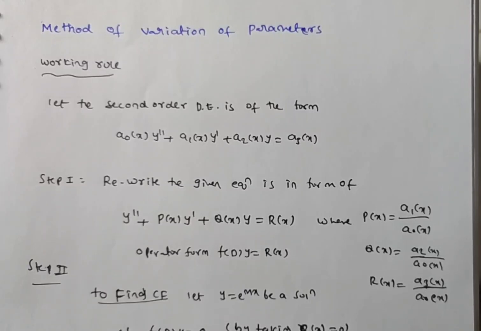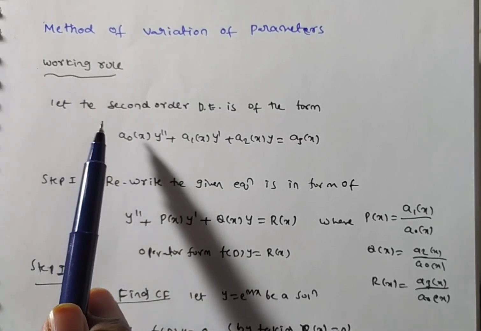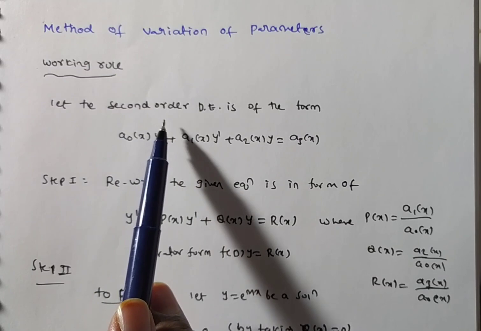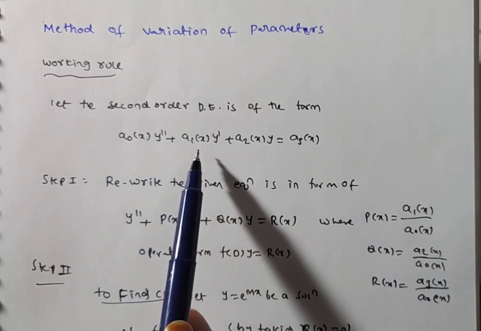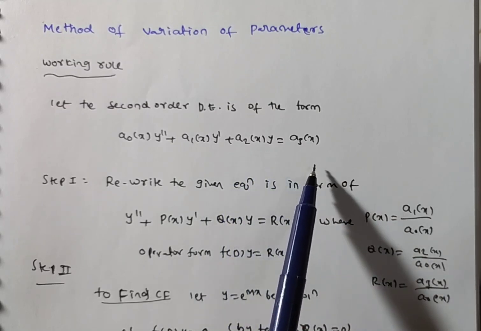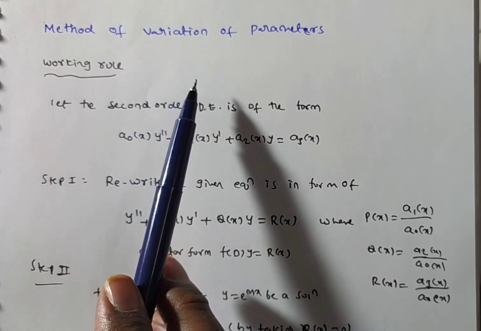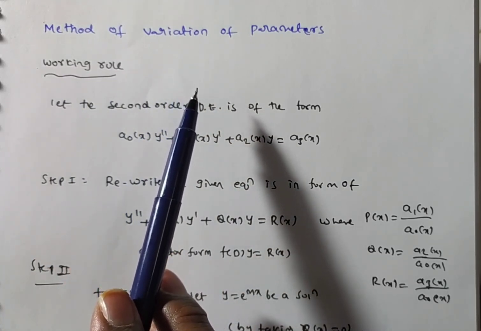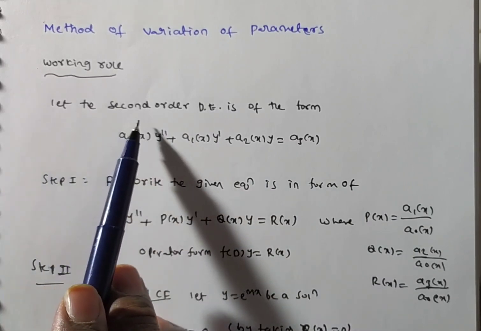Friends, now we are discussing the method of variation of parameters. Working rule: let the given second order differential equation be of the form a0 of x y double dash plus a1 of x y dash plus a2 of x into y is equal to a3 of x. Friends, this method of variation of parameters we can apply for the first order and higher order also, but now we are doing second order only.